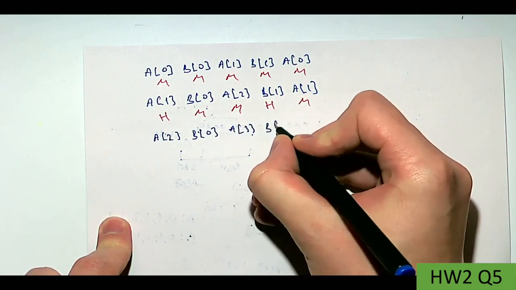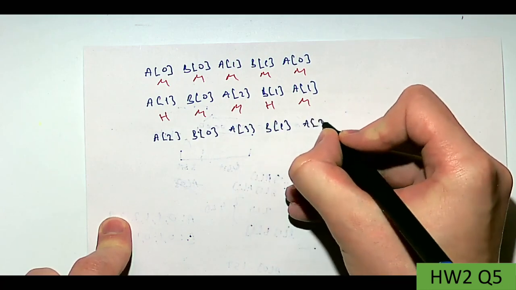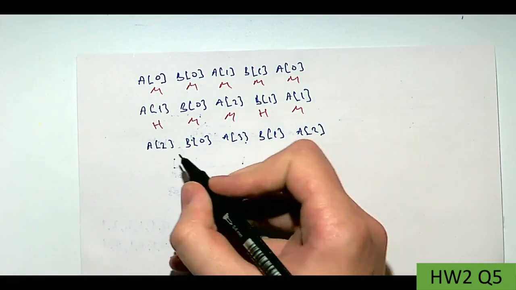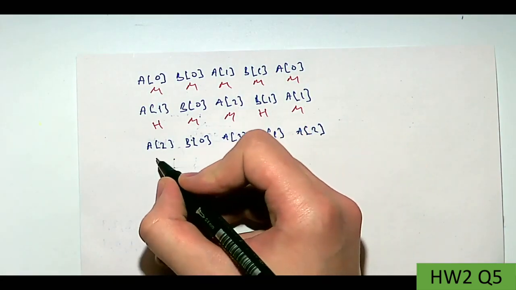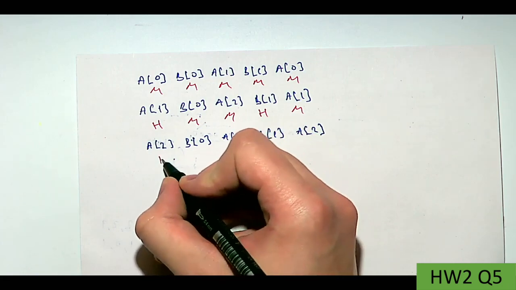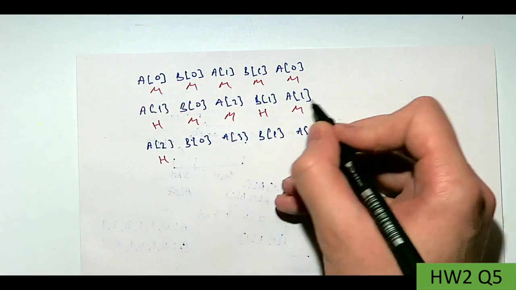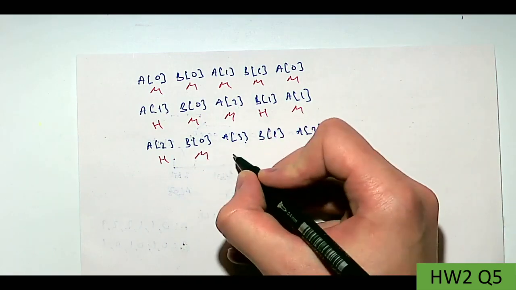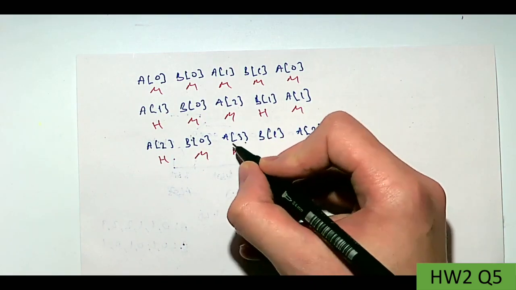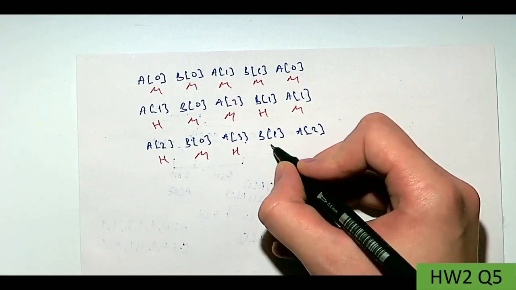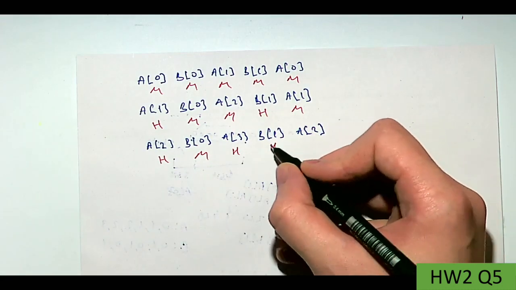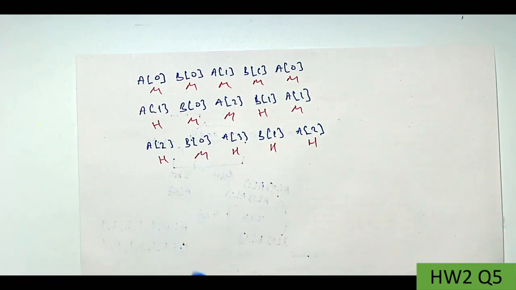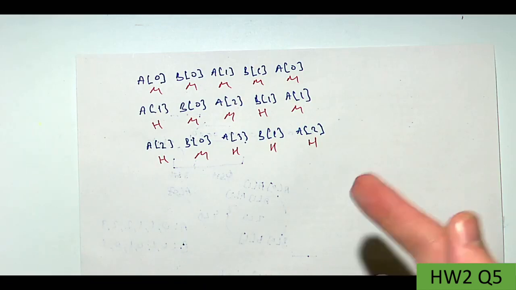So A3, B1, A2. In this iteration, what will happen is we already have A2 in the cache. Nobody evicted it. This is a hit. Do we have B0? No, because last time we accessed A1, which evicted B0. This is a miss. This is a hit. A3 came together with A2. And then this is a hit because B0 brought the cache line. And then A2 is hit again.